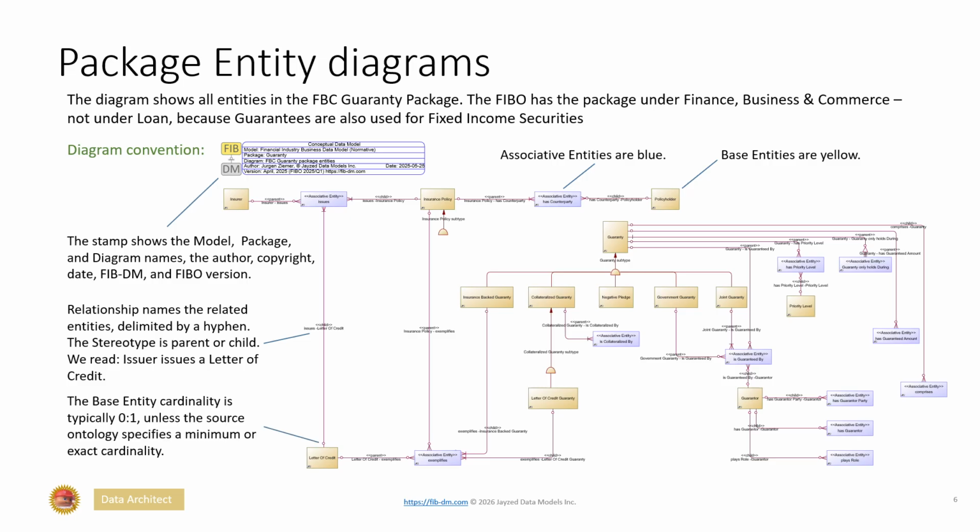And now the cardinalities. On the associative entity, it's generally 1 or 0 to many. And on the base entity, typically it's optional, 1 or 0, unless the source ontology specifies a minimum or exact cardinality. So whenever you see a mandatory relationship, that means there is some class constraint that got transformed into a cardinality.